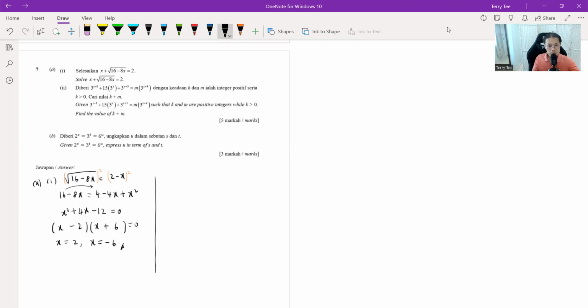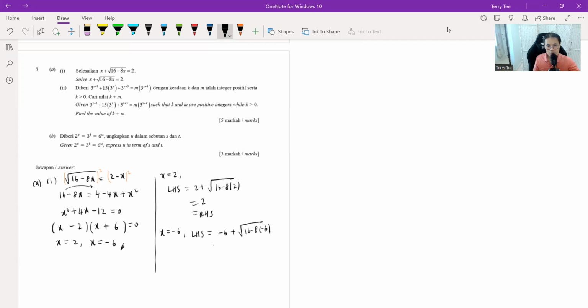So just to double check, we sub in, but make sure when you sub in, the left-hand side must satisfy the right-hand side. If I put inside 2 plus square root 16 minus 8 times 2, this will be 2. Yeah, it's the same as right-hand side. So we know this answer is valid. And then if I put -6 inside, my left-hand side will be -6 plus square root 16 minus 8 times -6.